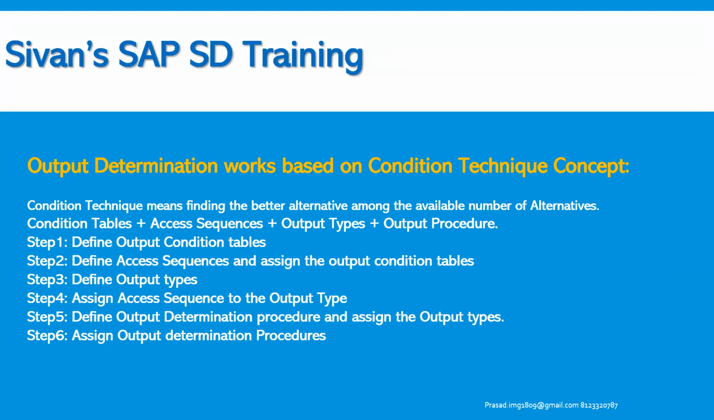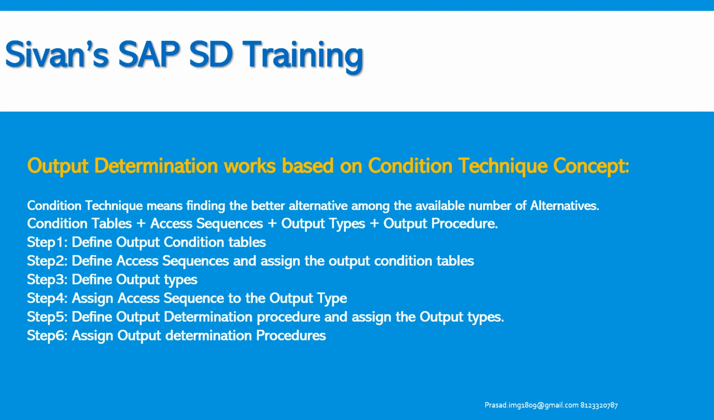Output determination also works based on the condition technique concept. We all know that condition technique means finding the better alternative among the available number of alternatives. It is the combination of condition tables, access sequences, output types, and output determination procedure. So here we need to define the condition tables, define access sequences and assign the condition tables in the required manner, and we need to define a new output type.